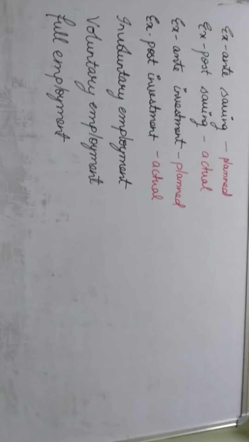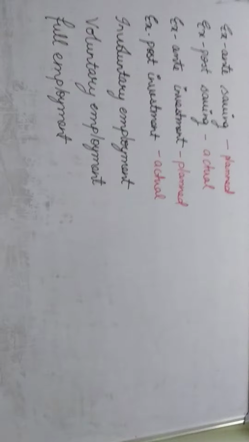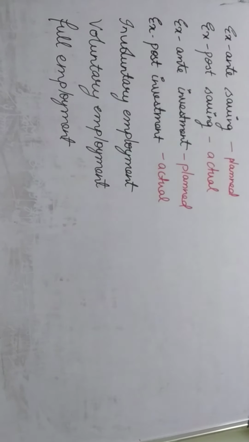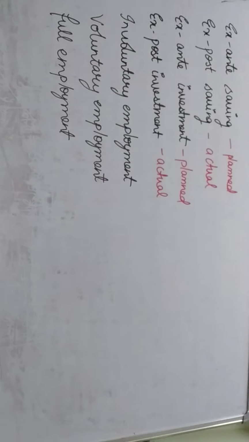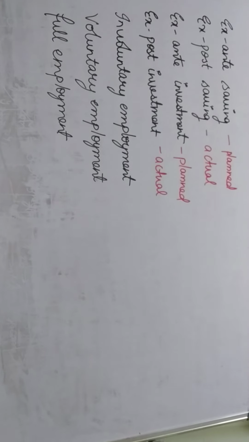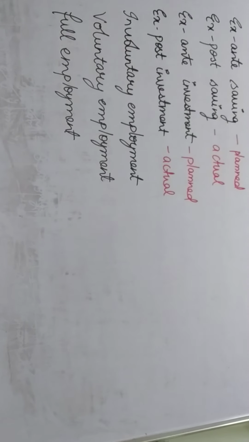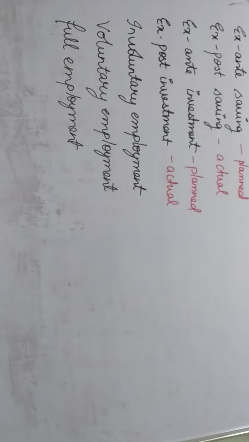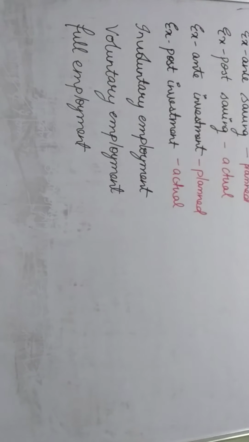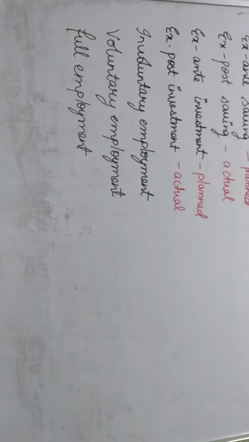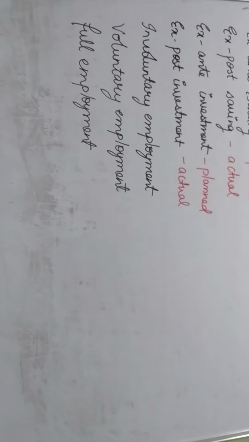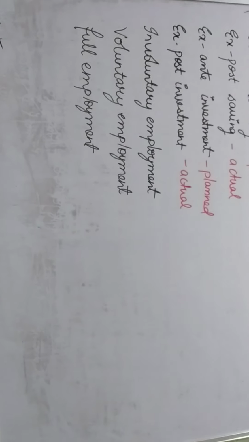Now after that, involuntary unemployment. I have written employment, it is unemployment. Involuntary unemployment occurs when those who are able and willing to work at the prevailing wage rate do not get work. That means people are ready to work at the prevailing wage rates but still they are not getting the work. That is involuntary unemployment.